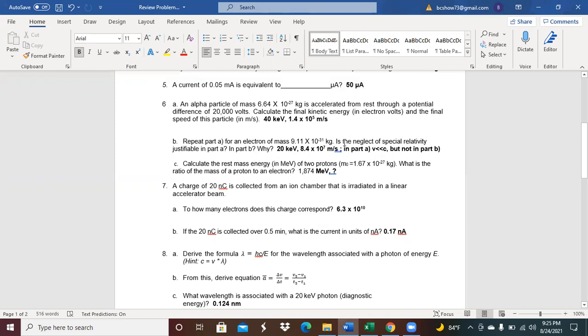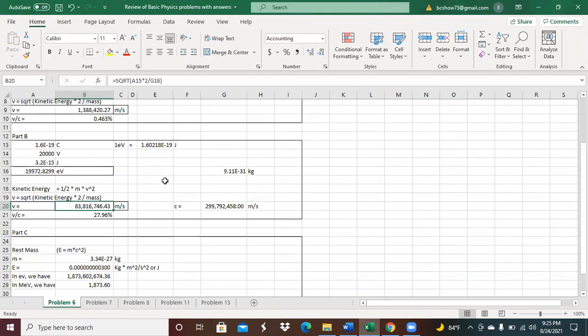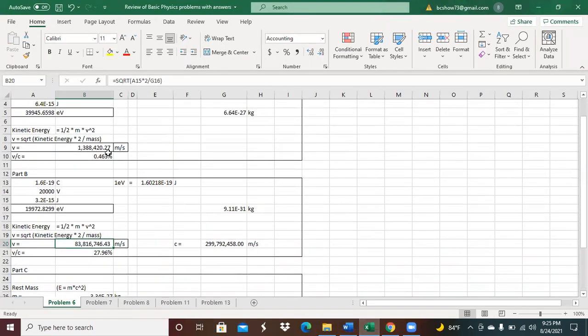Now, is the neglect of special relativity justifiable in part A? Is it in part B? And then why? This comes down to basically, do we need to factor in special relativity, and how do we judge that? We judge that anything that starts to move close to the speed of light, and by close I mean if anything can get within 10% or more of the speed of light, then relativistic calculations need to be factored in.